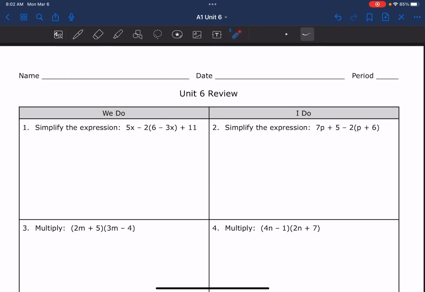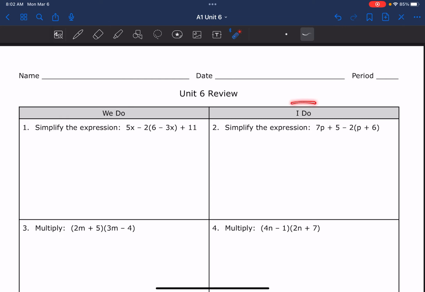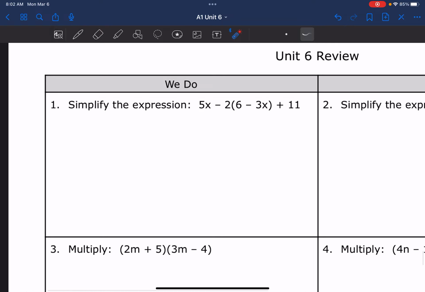We are going to do all of the odd numbers together, so hence the "we do." And then I'm going to leave the even numbers, the "I do," that means the student, for you guys to do and turn in for a grade. So let's look at number 1.